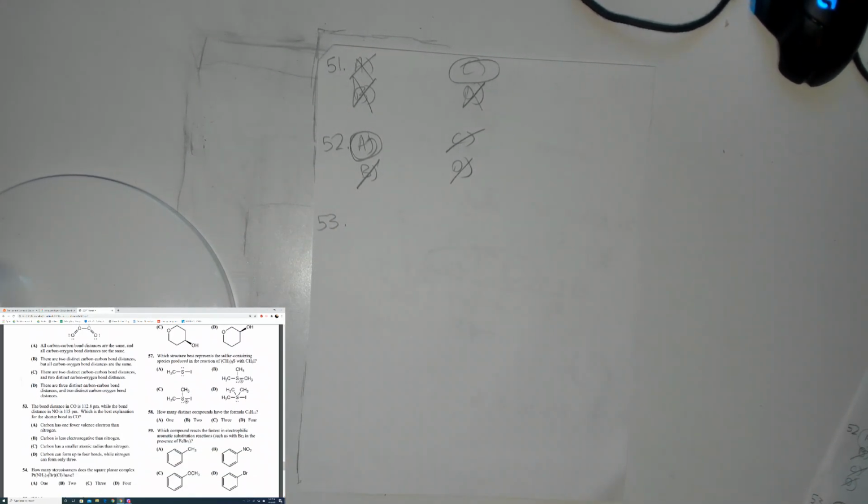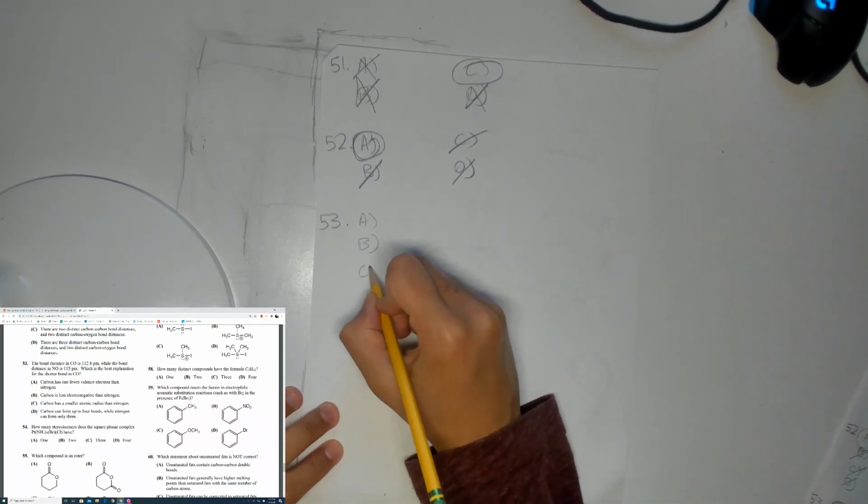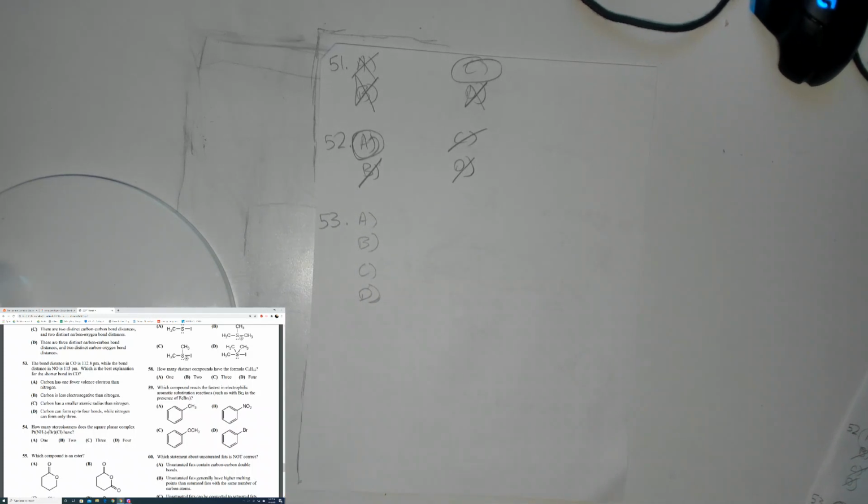53. This one's a slightly tricky question, but we'll see. The bond distance in carbon monoxide is 112.8 pm, while the bond distance in NO is 115 pm. Which is the best explanation for the shorter bond in carbon monoxide? So it says, 53, A: carbon has a smaller atomic radius than nitrogen.